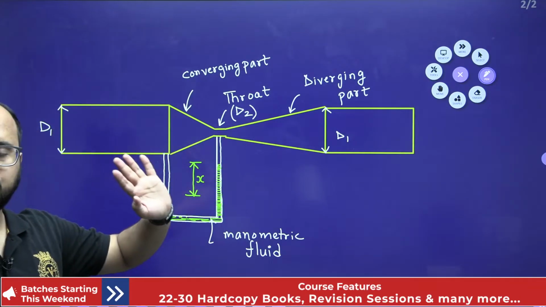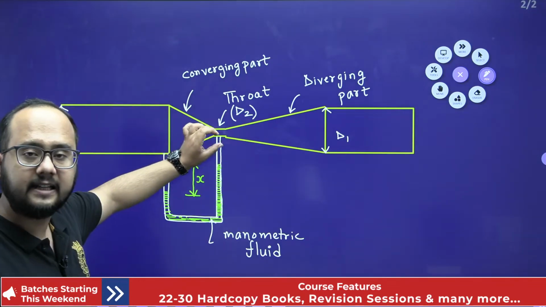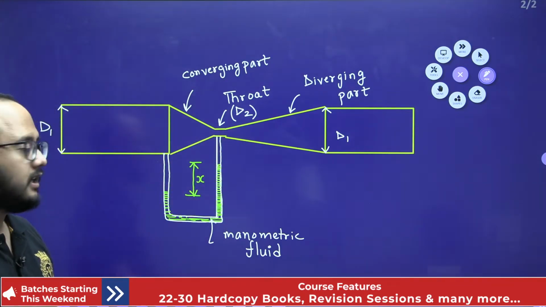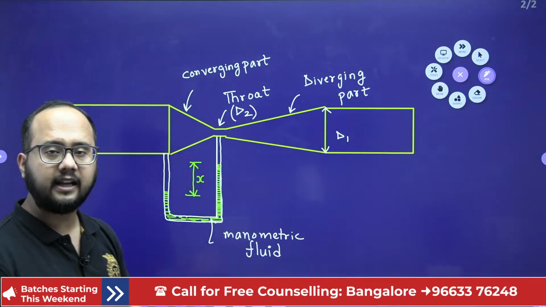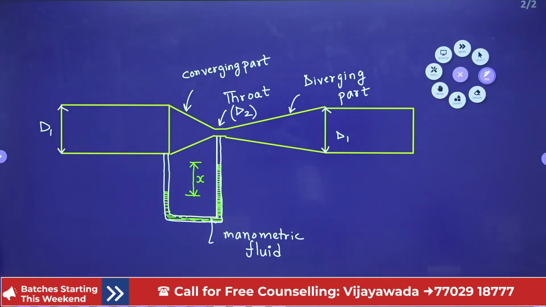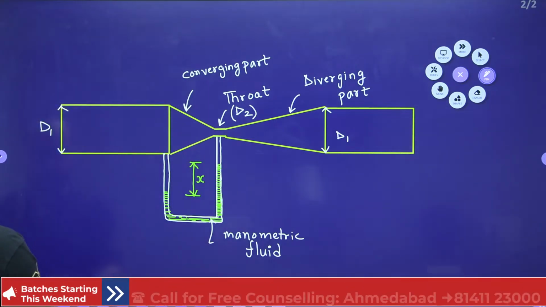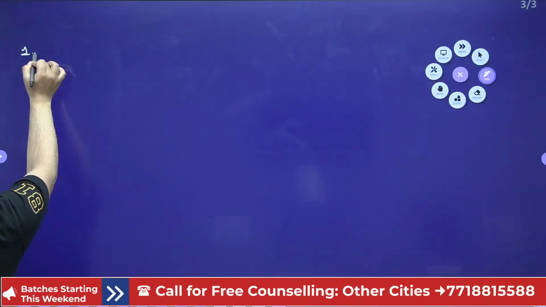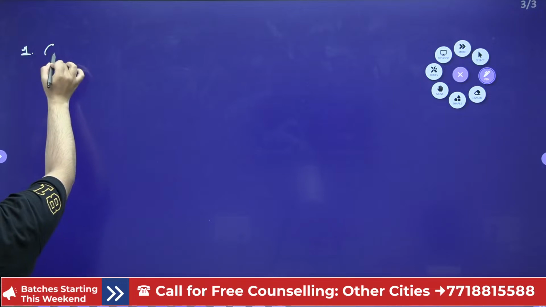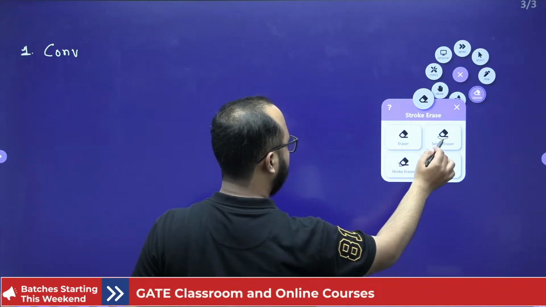Up to this point everyone, this is clear. So with the converging part, the velocity increases and pressure decreases, and because of that pressure decrease we can calculate the discharge. Till now any doubt? Anyone, please tell me fast. Okay, clear? Now try to understand the next point. One by one I will discuss. First I will be discussing the converging part.